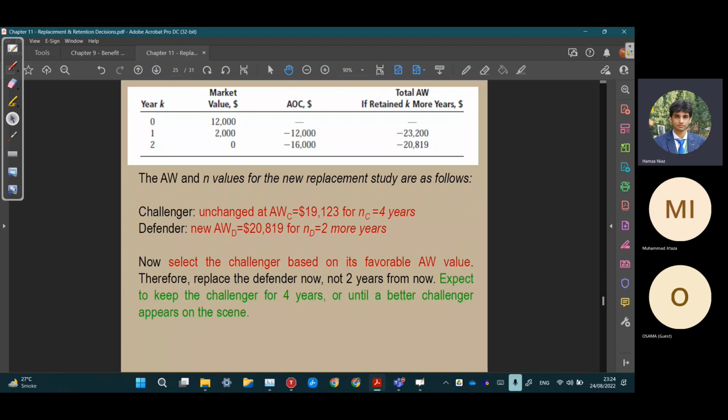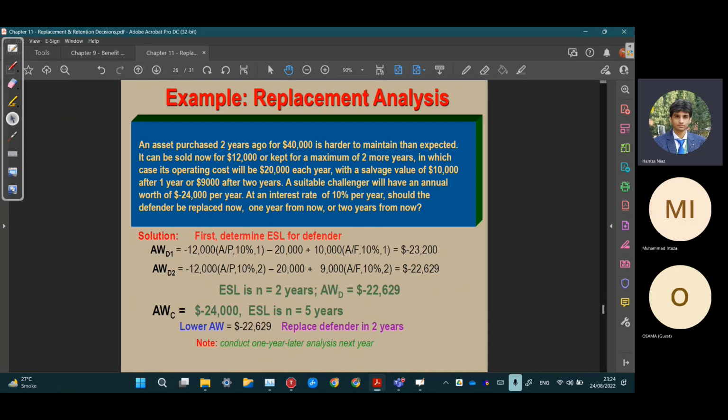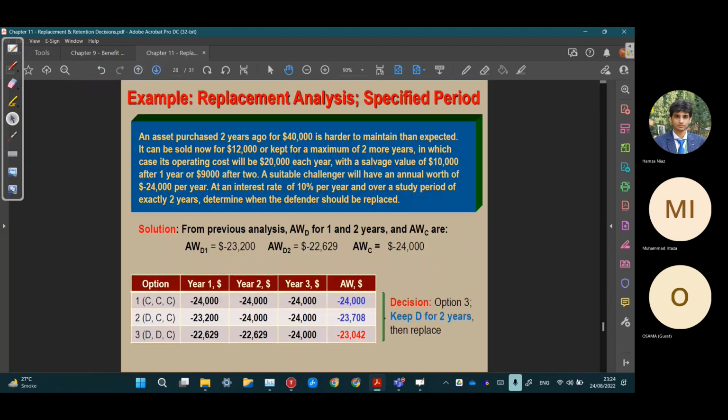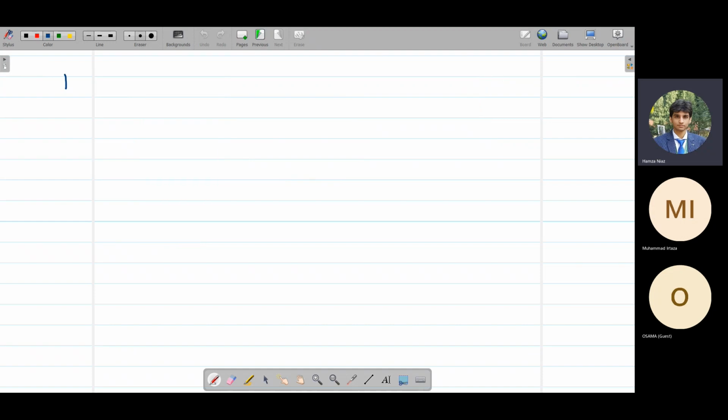For example, if we move toward a simple example like this. Like this. For example, if we move to this example. So now we are going to do a replacement study.